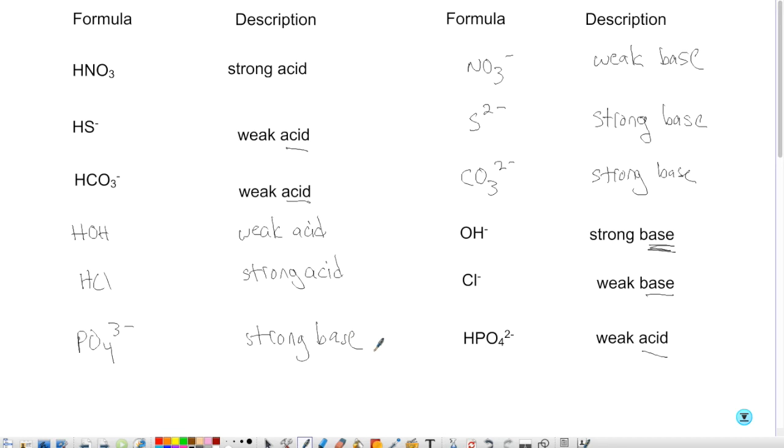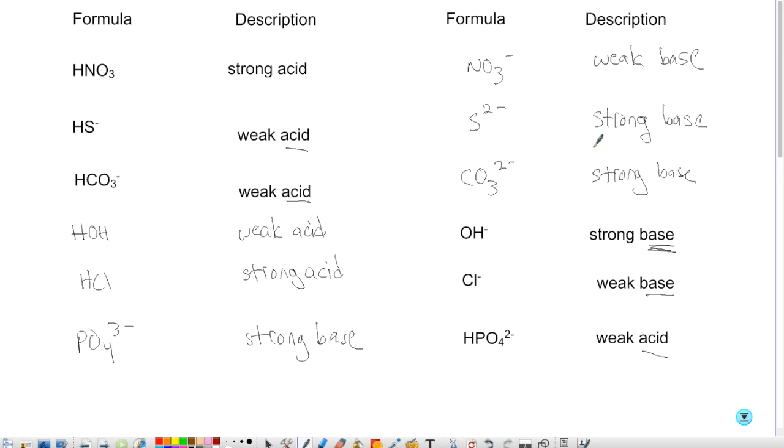All right, so aside from getting comfortable with the proton transfer and the conjugate pairs, one of the things that you can see here is that the conjugate of something strong is weak, always, okay? And the conjugate of something weak is strong, always. There you go. So that's good information to have in front of you.